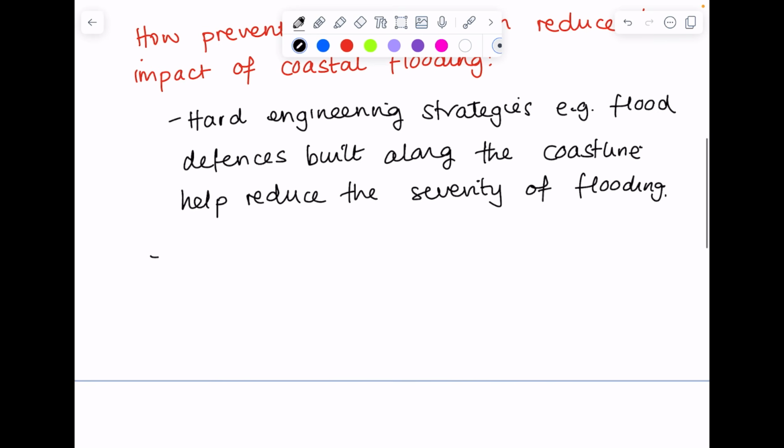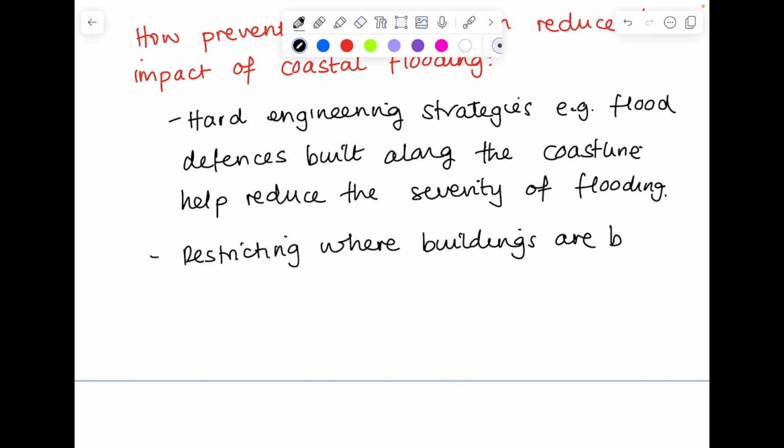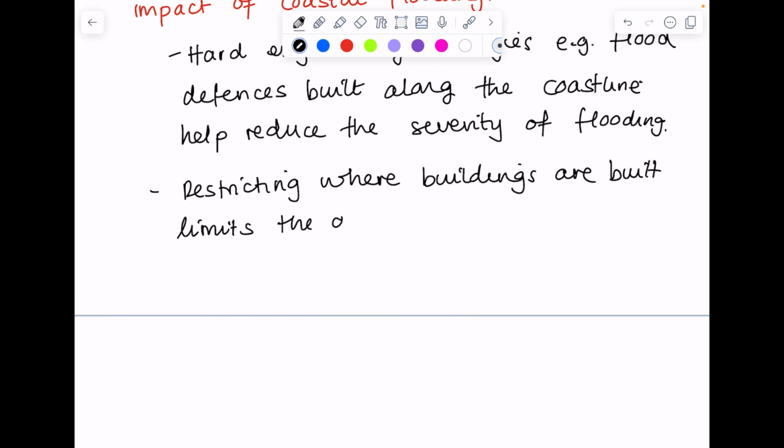Another example of a prevention strategy is restricting where buildings can be built. Because clearly, if you're not building where coastal flooding is likely to take place, then that limits the amount of damage. And this therefore reduces the potential economic impact of a flood.